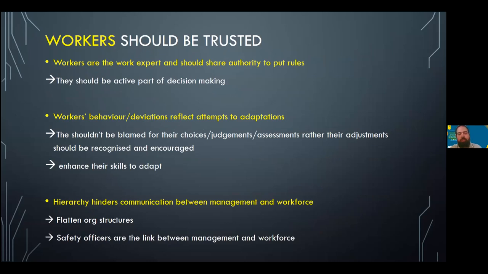We also want to make sure that the hierarchy of the organization does not create a rift or a disconnection between the management and the workforce. So we want to restructure our organization, maybe flatten the structures a little, to reduce this hierarchy. Safety officers in the Safety 2 domain also play an important role in making the bridge or link between the management and the workforce. Under the Safety 2 approach, the safety officer observes work, sees the adaptations of the workers, and contacts management to bring the different perspectives close together. So the safety officers are the ones who connect the workers with the management.